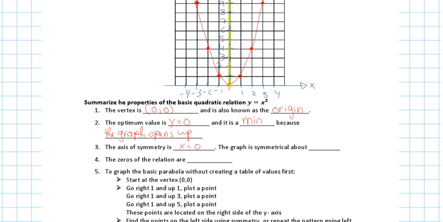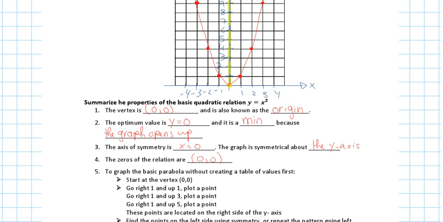So the graph is symmetrical about the y-axis. Now it doesn't always happen that way, right? Later when I look at my transformation, I will see that it's not always the y-axis that's my axis of symmetry. How many zeros do you see here? How many x-intercepts do you see? One, which is 0. So there's only one x-intercept.